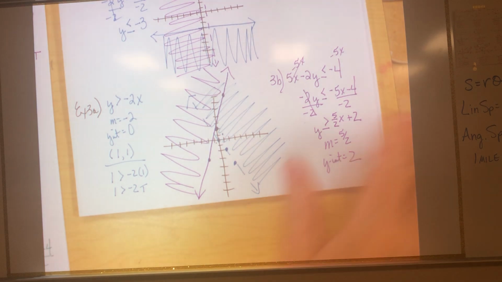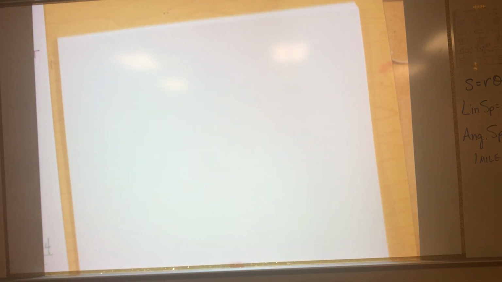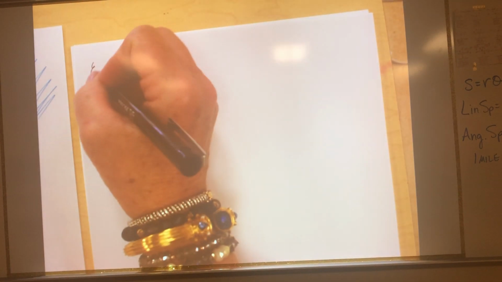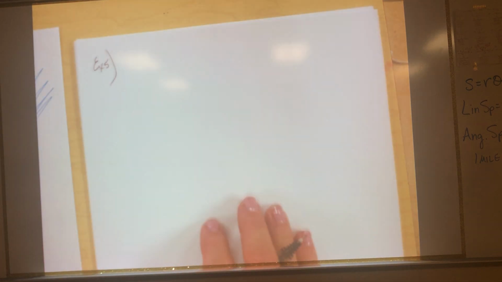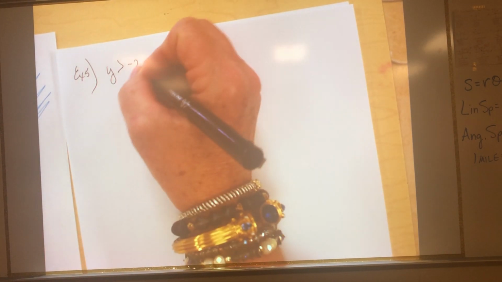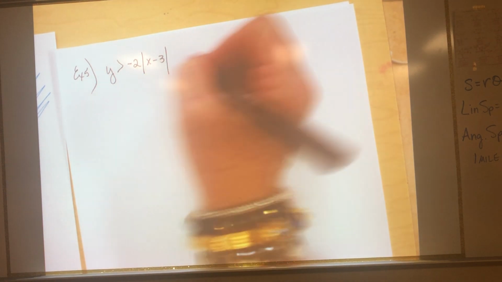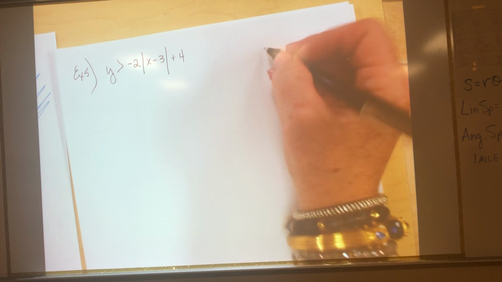Okay, I got one more I want you to work and then I'm done. And then you can work on your worksheet for just a little bit and see if you have any questions or anything. Some of the other kids had questions in the other class, so I want to give you some time. So here we go. This one ought to take less than a minute. Y is greater than -2 times the absolute value of x minus 3 plus 4.